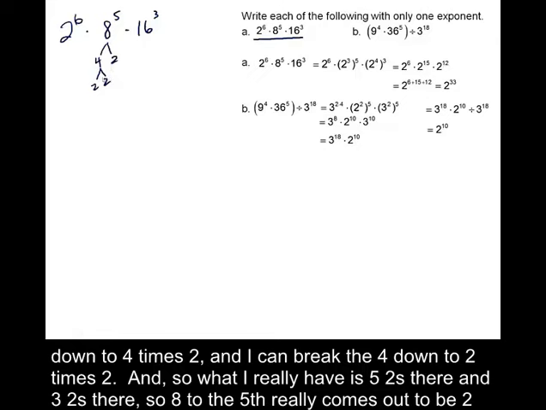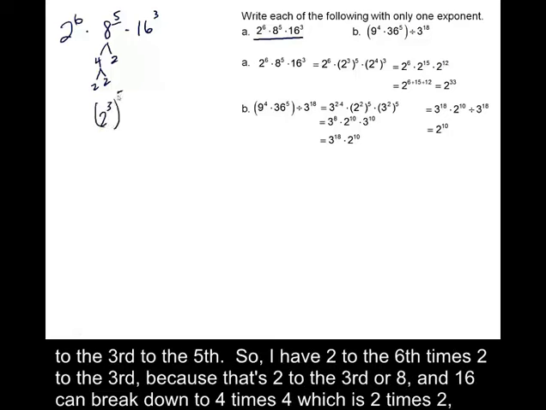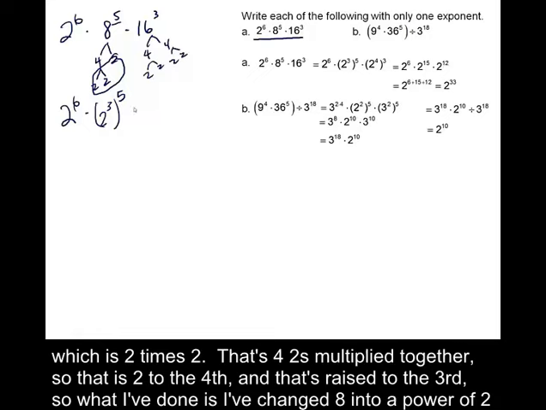And so what I really have is 5 2's there and 3 2's there. So 8 to the 5th really comes out to be 2 to the 3rd to the 5th. So I have 2 to the 6th times 2 to the 3rd, because that's 2 to the 3rd for 8. And 16 can break down to 4 times 4, which is 2 times 2, which is 2 times 2. That's 4 2's multiplied together, so that's 2 to the 4th, and that's raised to the 3rd.